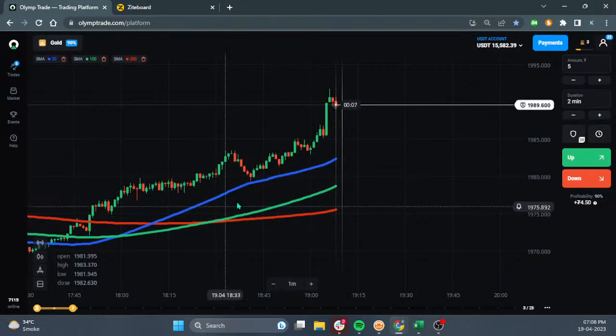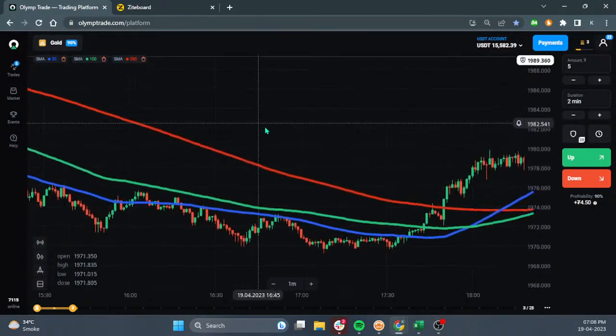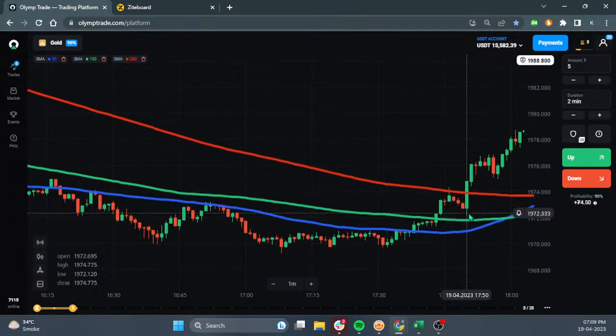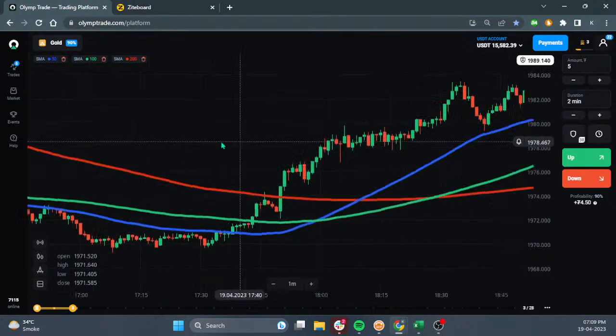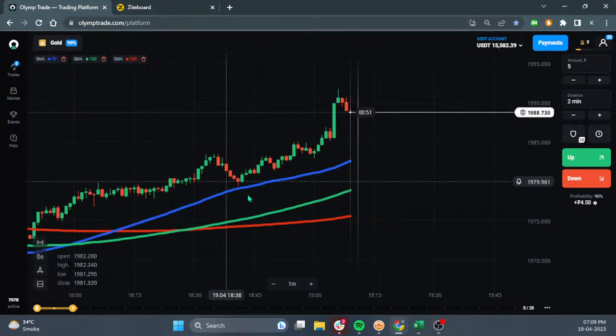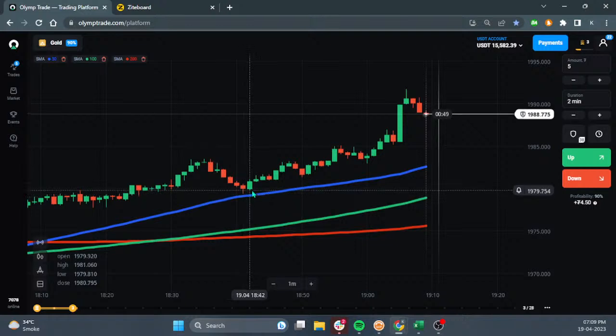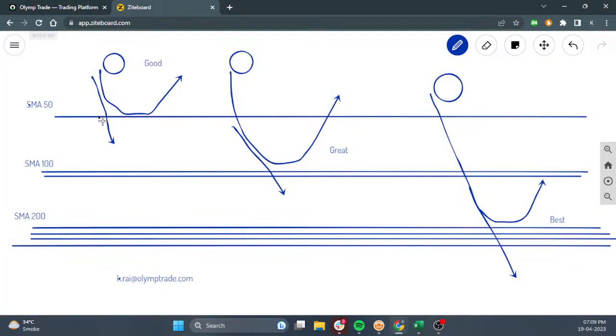If you ever see it touching the red signal, it means in maximum cases, it will reverse back and will not cross. Of course, you can see it reversed back, but it also crossed over here. Again, proving that not all strategies are 100% accurate. And similarly, if you see SMA 50, as soon as it touched SMA 50, it reversed back, right? So whenever the asset touches SMA 50, SMA 100, SMA 200, there is a great chance that the asset will reverse back, and that is the point from where you can enter the trade.